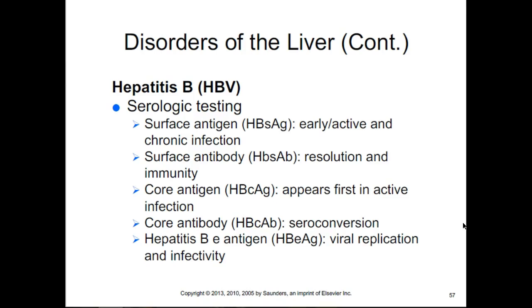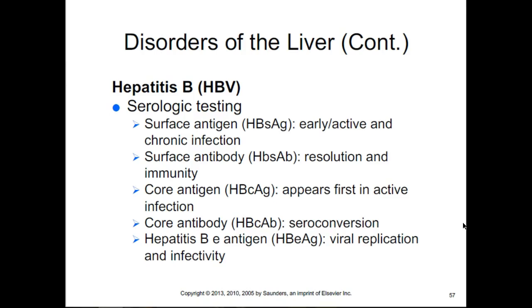Serologic testing is a little bit more complicated, but this is what we just saw. The surface antigen, HBsAg, indicates an earlier active or chronic infection. Remember, that is the antigen that's in the virus. Surface antibody means that we already have a B cell that has transformed into a plasma cell that is now making antibody to protect you against this. So that means resolution and immunity.